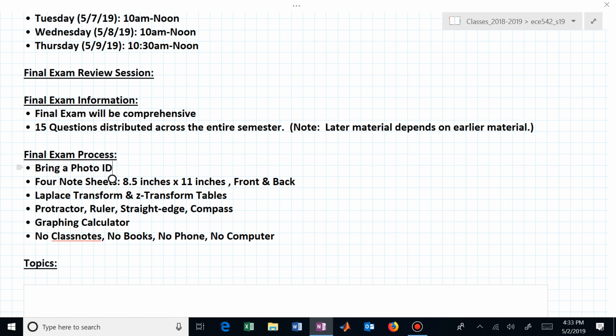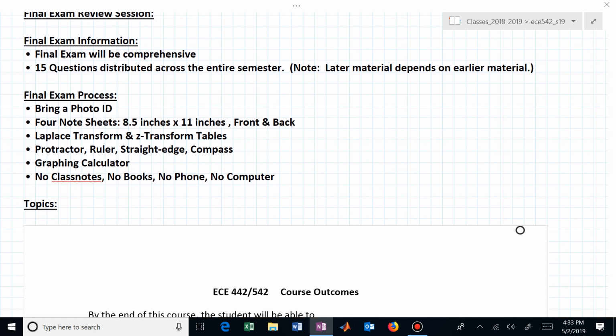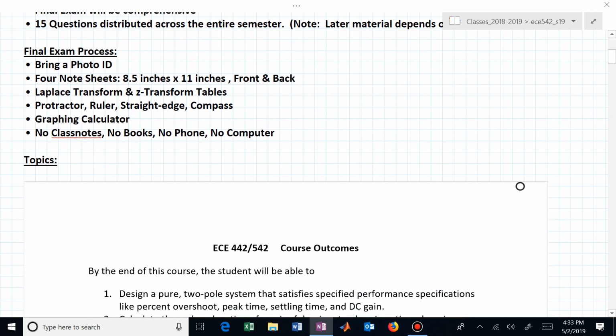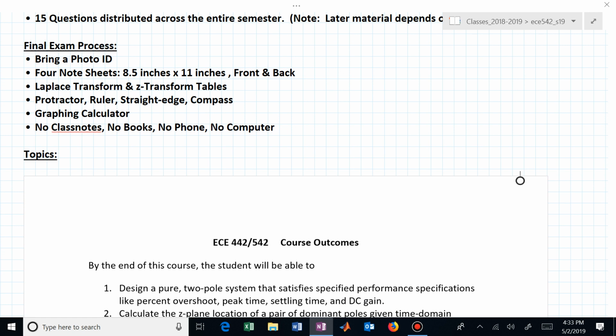The final is comprehensive. It's 15 questions, and those questions will be uniformly distributed. I would like you to bring your ID, a photo ID, to this exam. You will have 4 sheets of notes. You can bring a Laplace transform and Z-transform table. You can bring any of your drawing instruments: protractor, compass, straight edge, ruler. If you're sketching root locus and you want to play with 2 poles to the right of a real 0, maybe that compass would be useful. You don't need it, but graphing calculators are allowed. But no class notes, no books, no phone, and no computer.